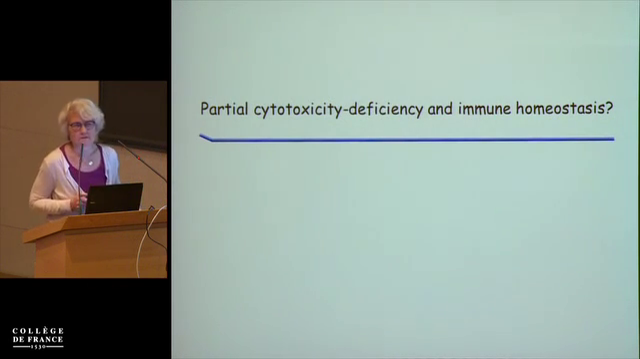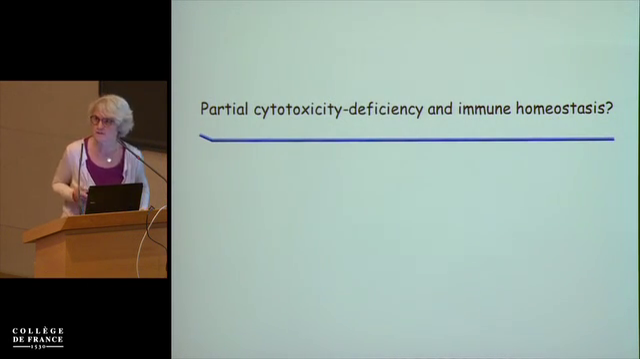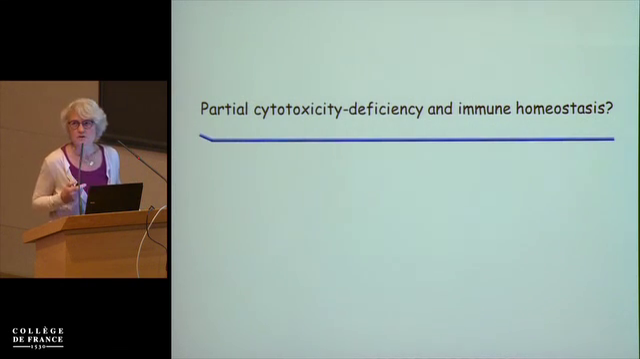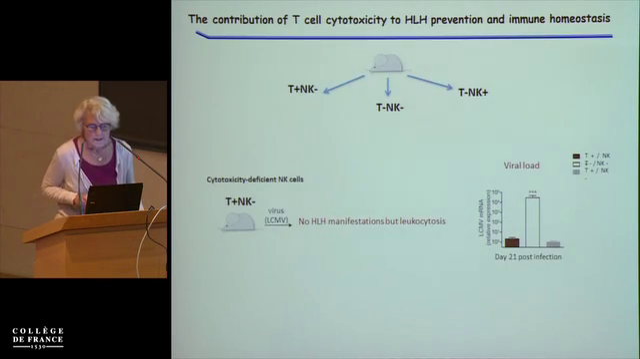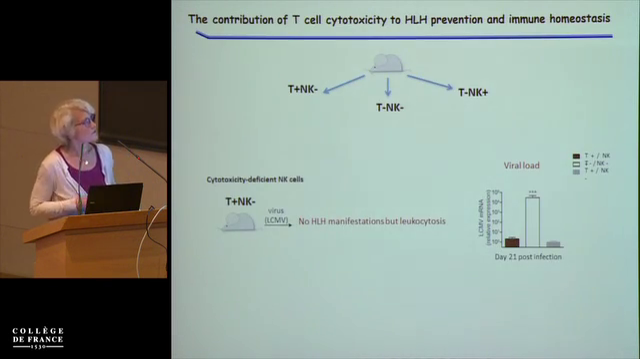So it is difficult to assess the minimum level of cytotoxicity which is required to preserve immune homeostasis. Some conditions characterized by partial cytotoxicity help to address this issue. Inherited defects in this cytotoxic pathway affect the cytotoxic activity of both T lymphocytes and natural killer cells. But are these two types of cytotoxic cells similarly important to maintain immune homeostasis?